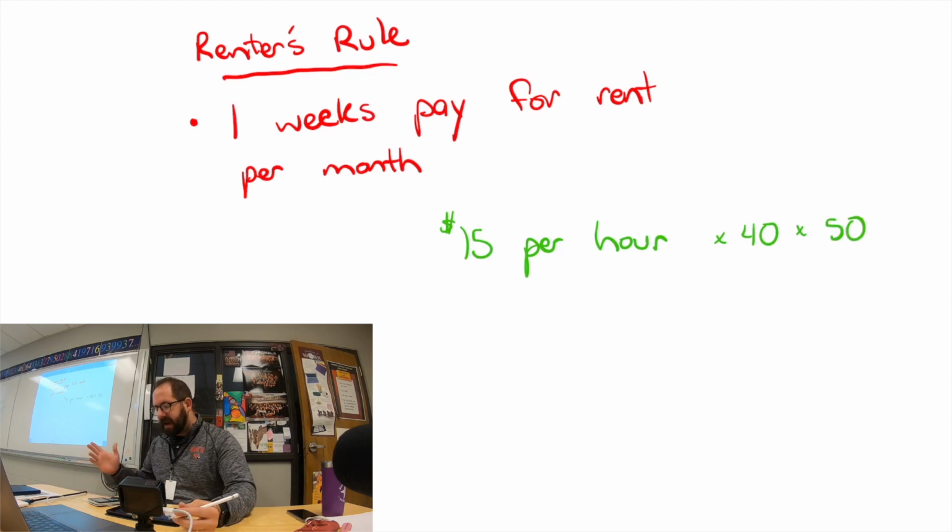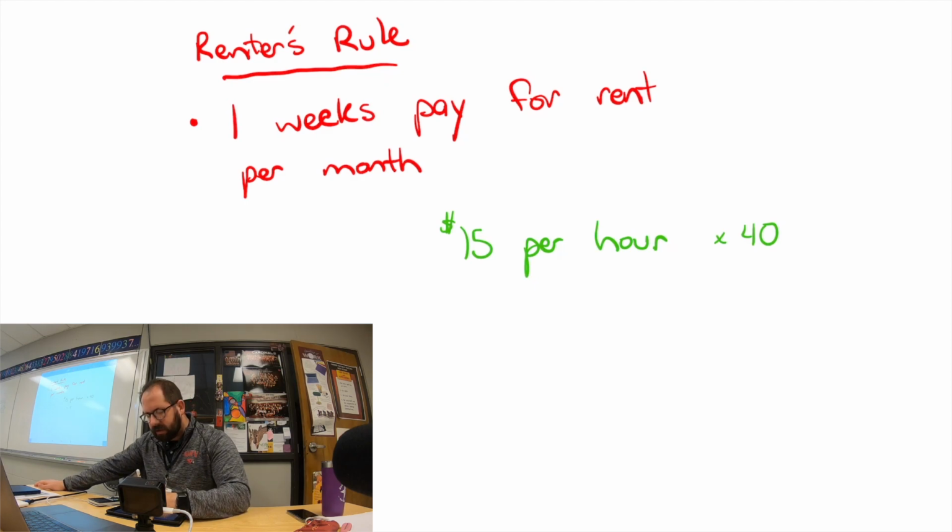So, in fact, I don't even need to do the 50. This is just a 40-hour work week. So $15 per hour times 40, that's a full work week. I'm getting $600. I should not spend more than $600 rent for 1 week.